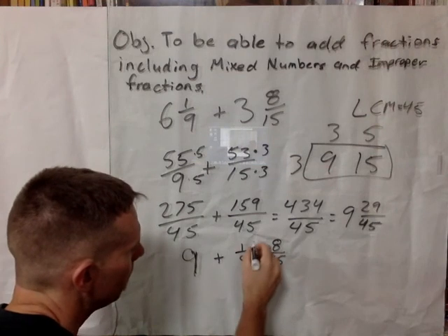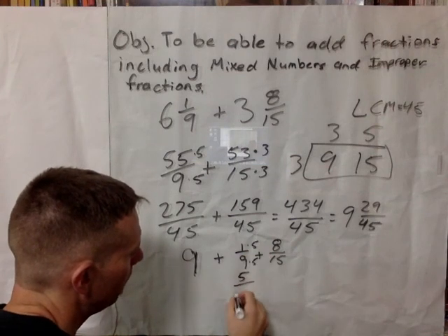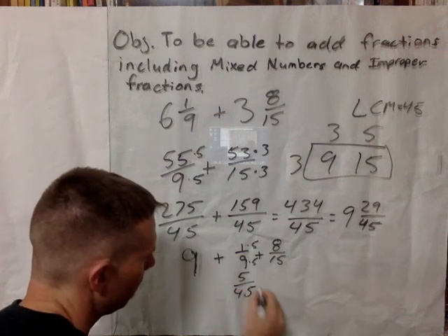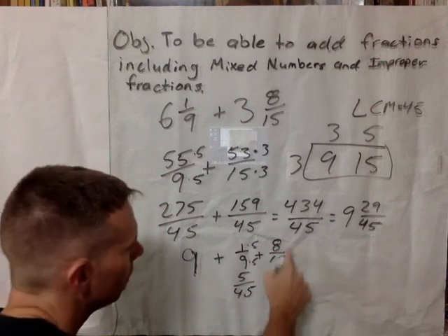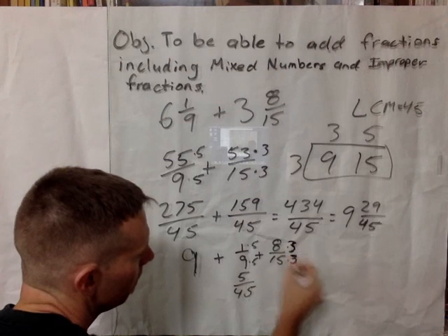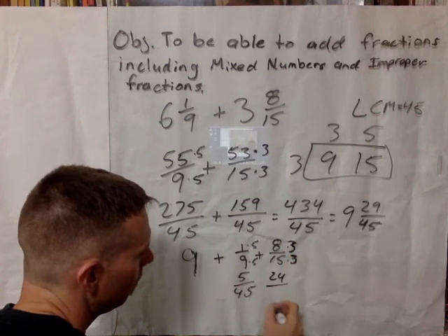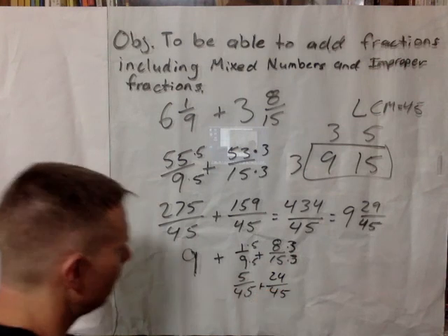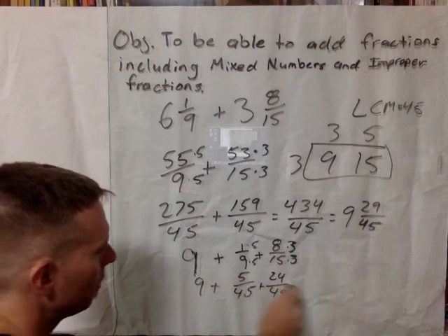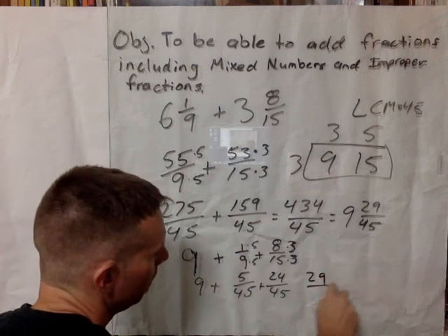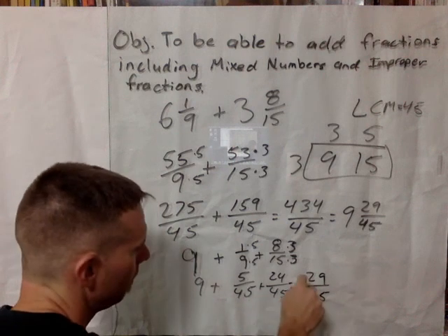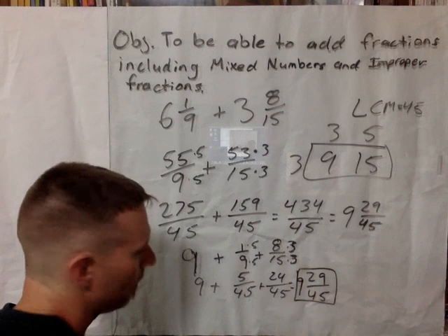You'd multiply the top and the bottom of this by 5 and get 5 over 45. You'd multiply top and bottom of this by 3, okay, and you would get 24 over 45. Don't forget about this 9 over here, right? So then you'd have 5 plus 24 is 29 over 45, and then you had this 9 here. That would give you the same answer as well.